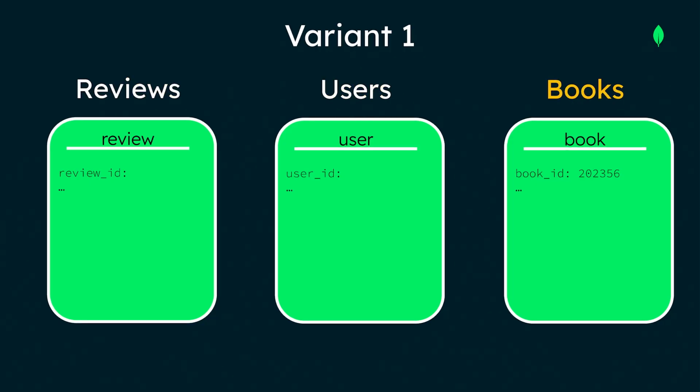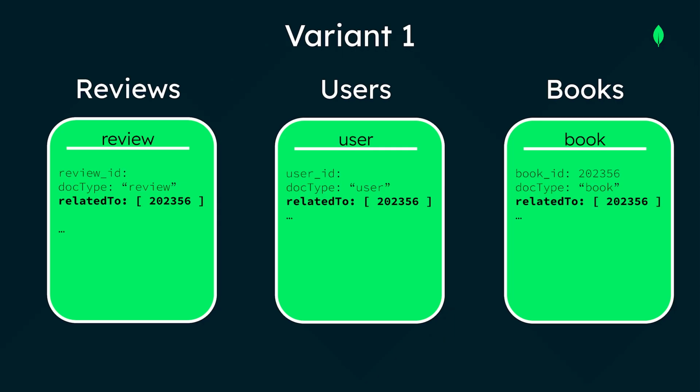Let's apply the single collection pattern to one book. To implement the single collection pattern, we first need to add a doc type field to each document. This will allow us to query the documents by type, as if they were entities living in separate collections. You may recognize this implementation detail from another pattern known as the inheritance pattern. Next, we add the related to field. This will help model the relationships between documents in the new collection using an array of references. All the documents in our example are related to the same book ID, and the book document points to itself.